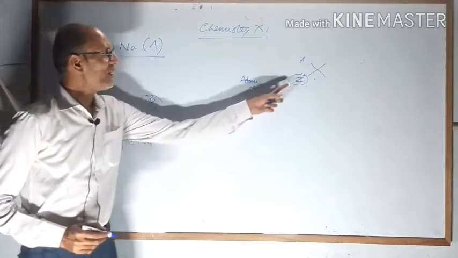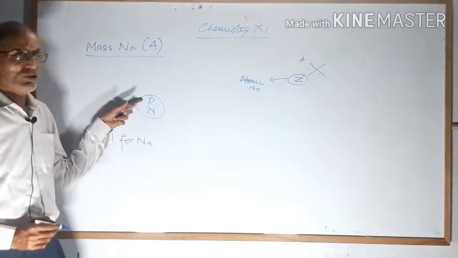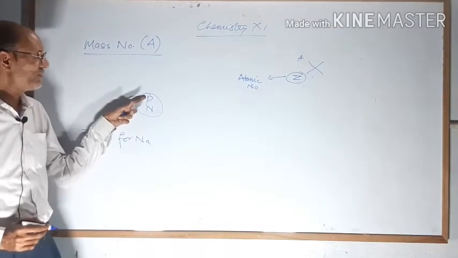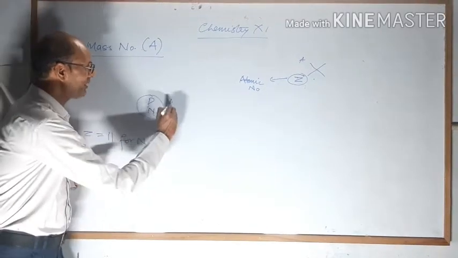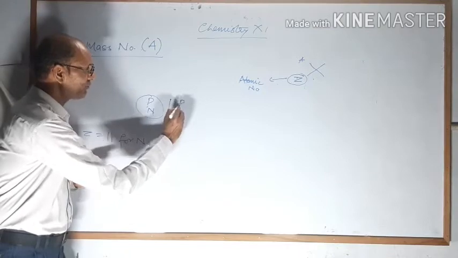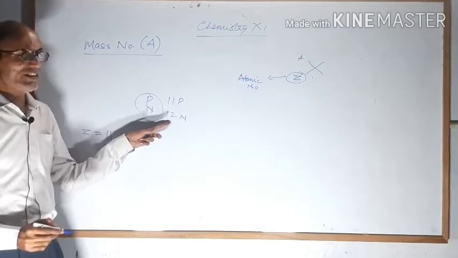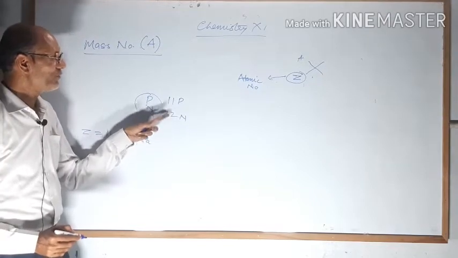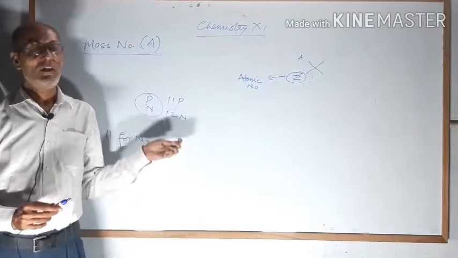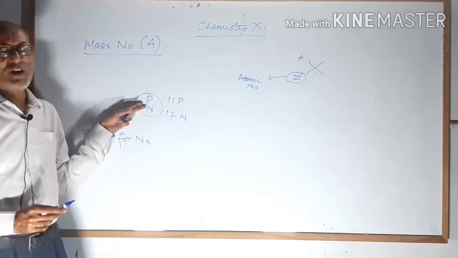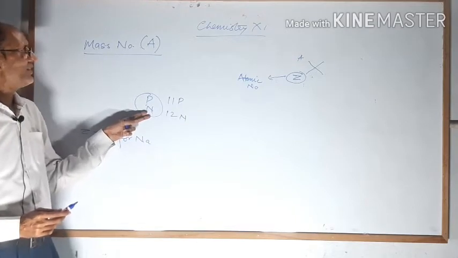Or you can say the atomic number of X is Z here. This is only the protons. In the nucleus you will see protons and neutrons. Suppose there are 11 protons and 12 neutrons. So what will be the total of this? That will be 23. So 23 will be called the mass number. The mass number of any element indicates the sum of the total number of protons and neutrons present inside the nucleus, and it is indicated by A.